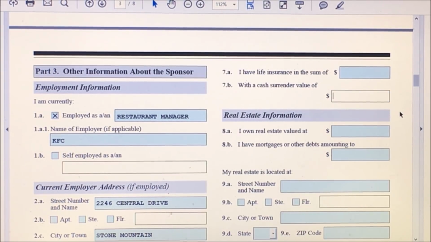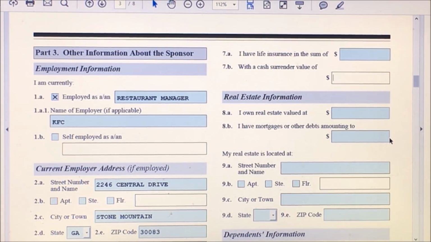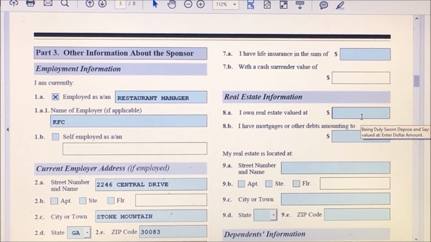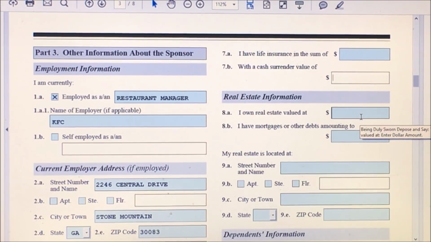Okay? And then real estate information. I own real estate valued at, so write the current market price of your house if you own one. You can find it also from the last property tax bill that you have received or from neighbors who might have purchased houses in your community recently. If you don't own a house, just leave it blank. Okay?